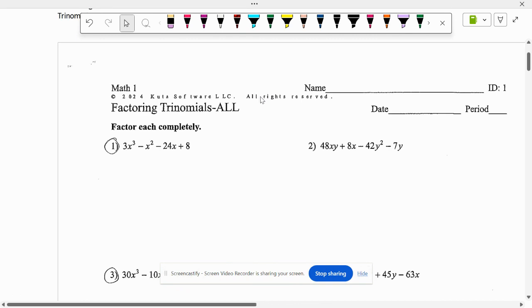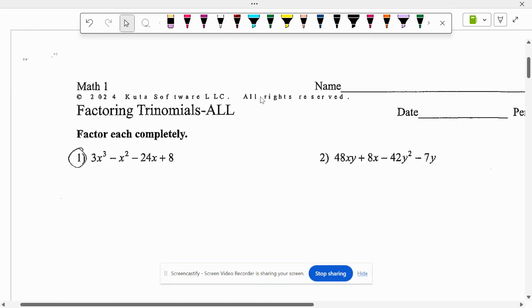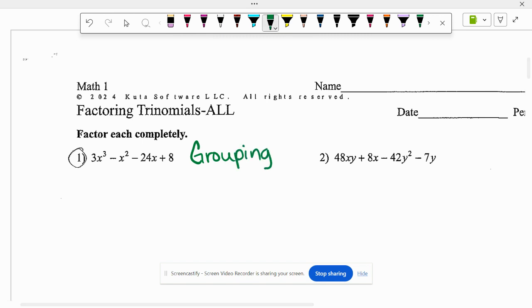All right, so let's see. Factoring trinomials. Remember, our test is on Thursday, so I want to make sure that we're ready for this. Our first example is going to be to factor by grouping. I know that because this polynomial has 4 terms.